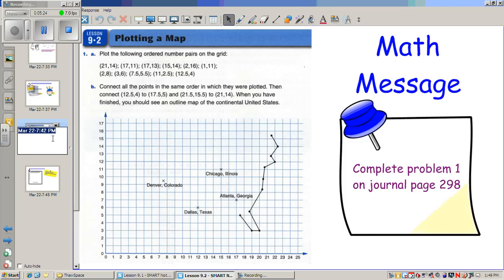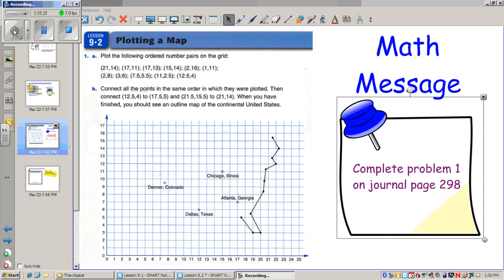So here's what I'm thinking we're going to do for this one. What I want to do is actually plot a few of these points with you. So I'm going to start with my first one. Let's see here. Let's get that pen to work. I'm going to do 21 and 14.